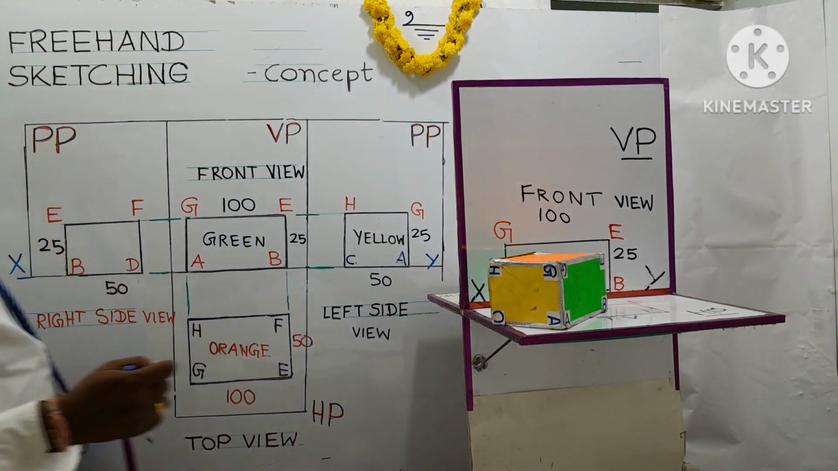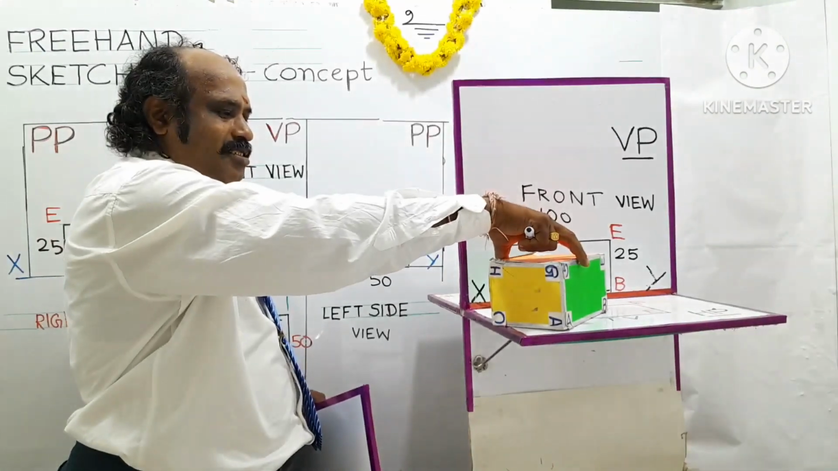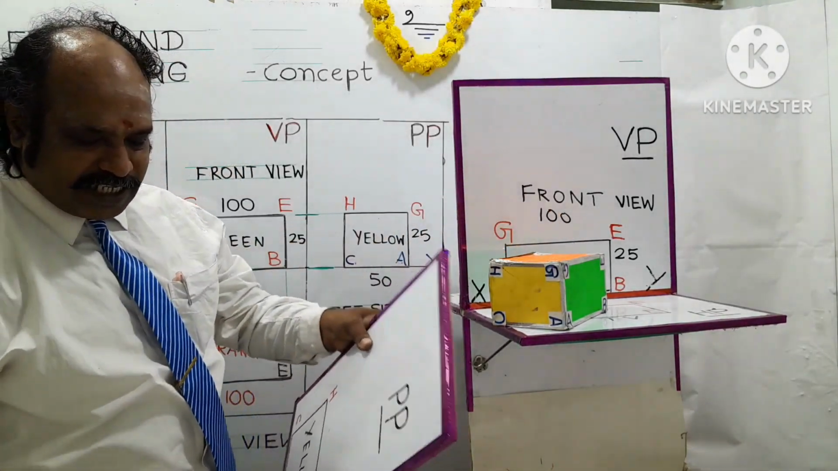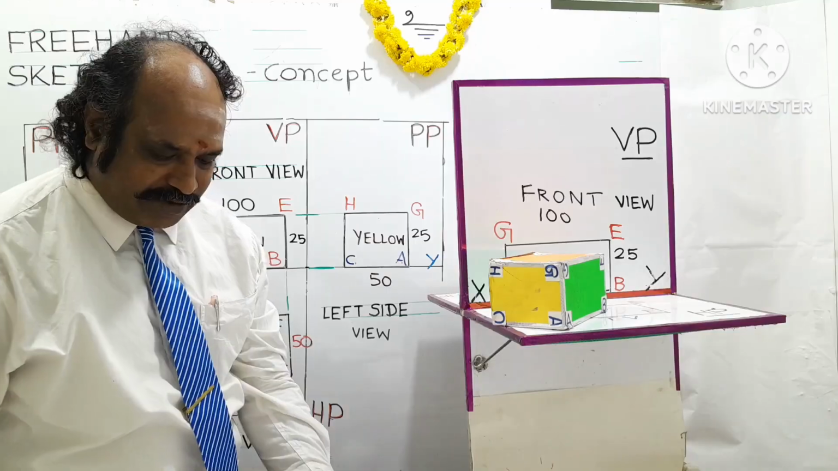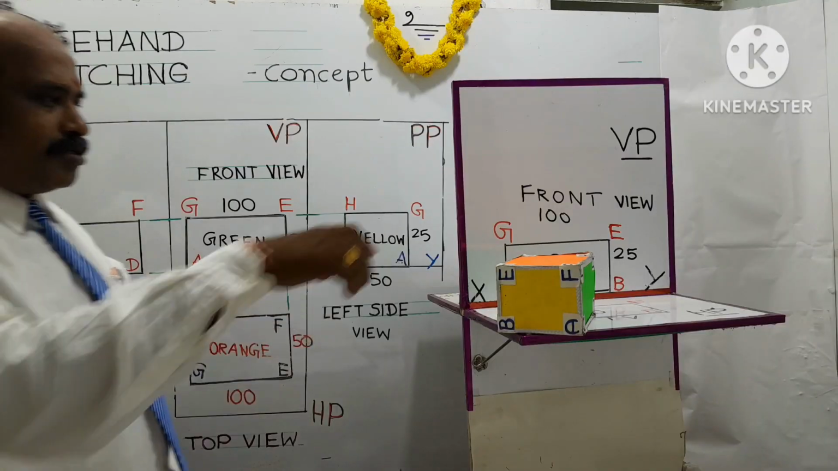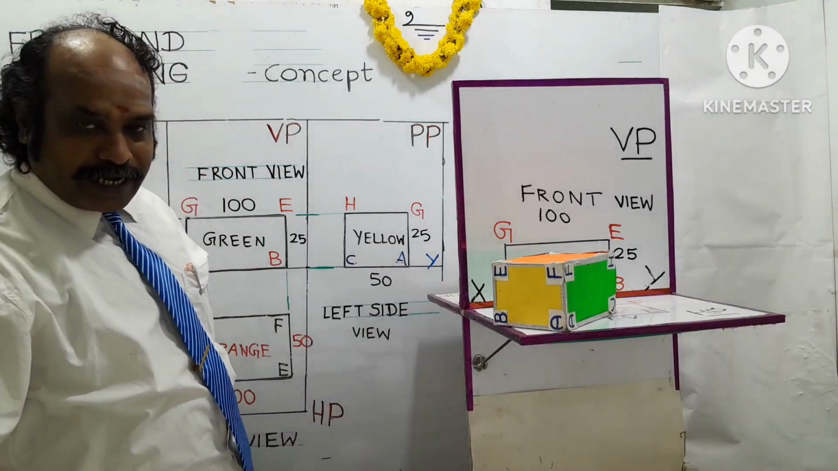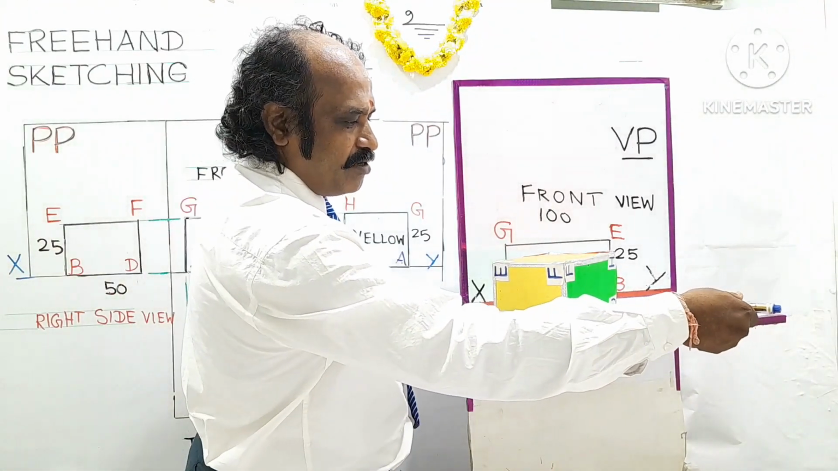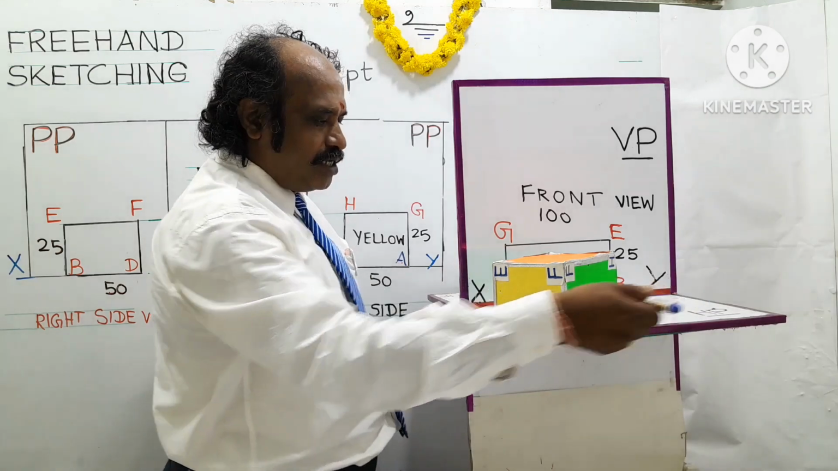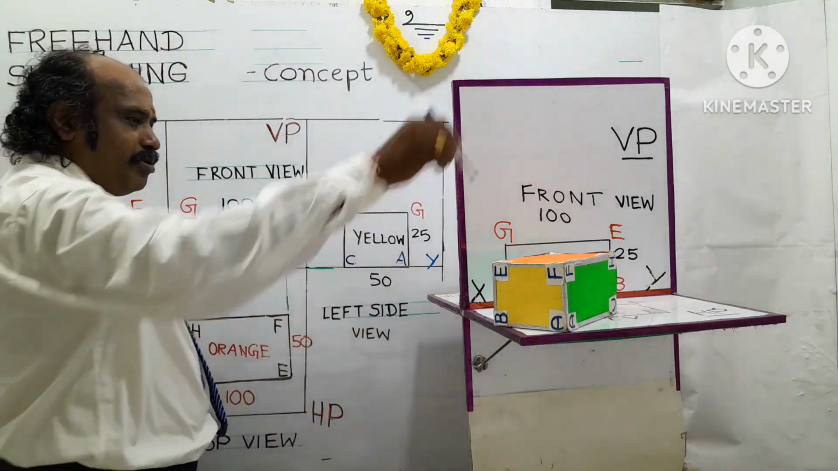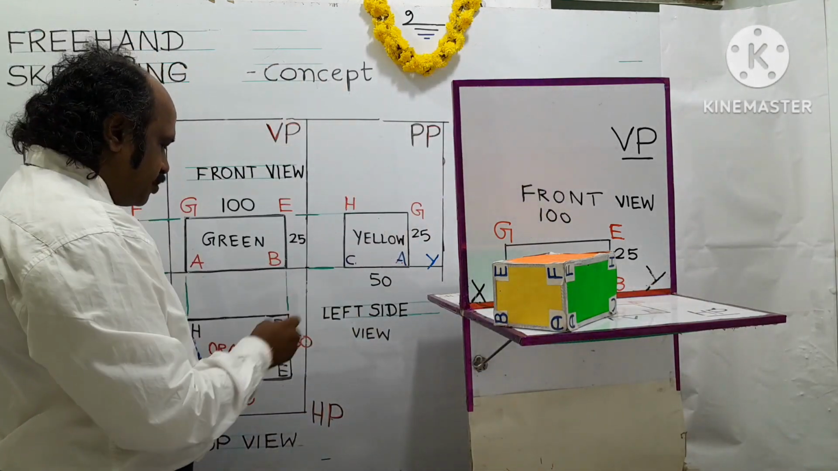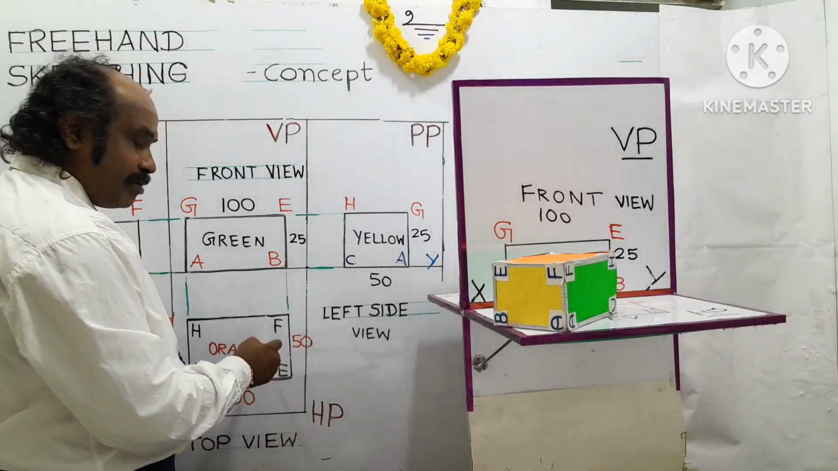Right side view. So initially the object was placed like this. Now I change the letters for projecting the right side view. As I told earlier, this is the front view direction. You can see the green surface is the front view. That I have drawn here. Top view will be seen as an orange surface. That is shown in the top view on this marker board.